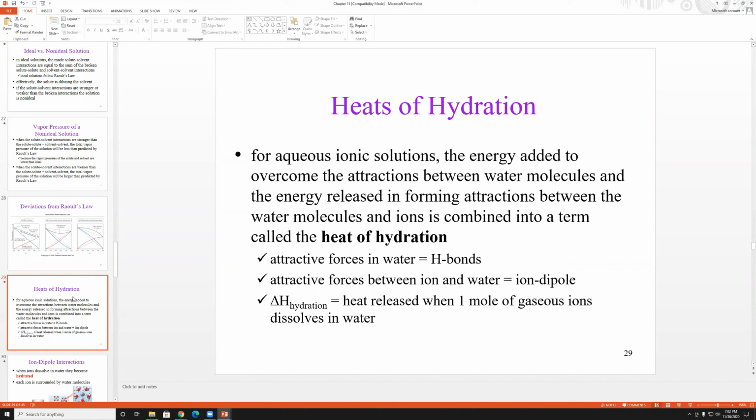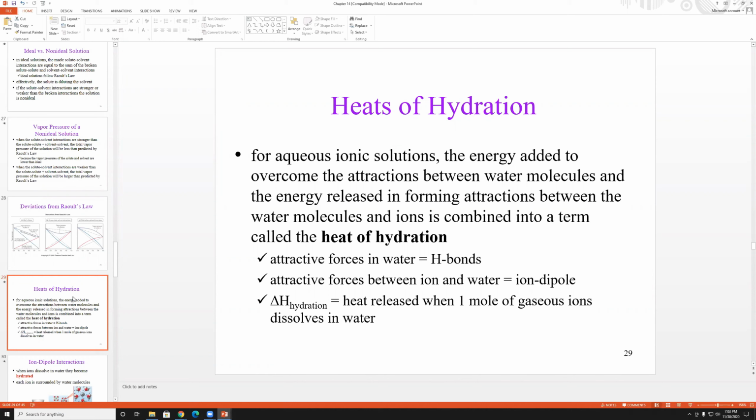Okay, so basically, if you want to put water into solution, if you have a mole of molecules or a mole of any type of salt, and you want to hydrate it, you have to add enough water to compete with the ionic bonds of the solute. This is called the heat of hydration.